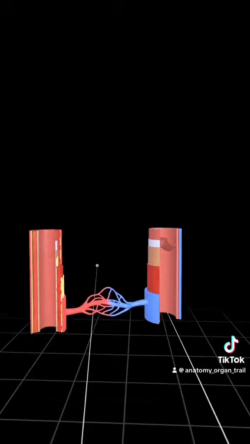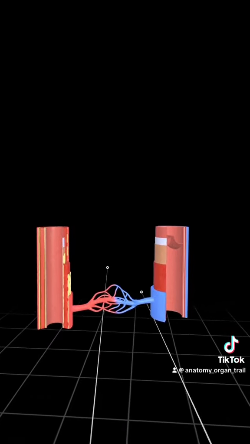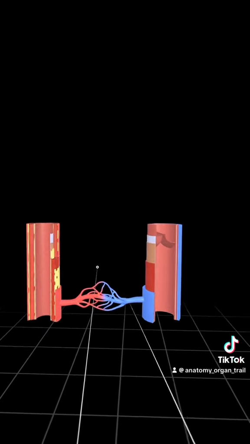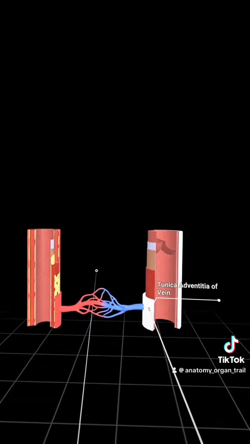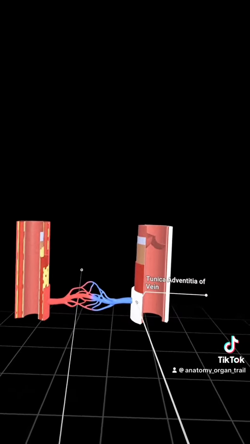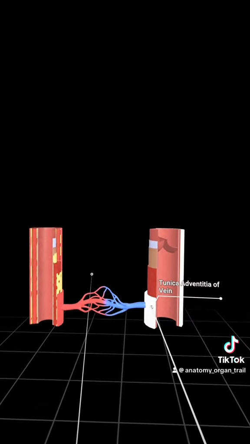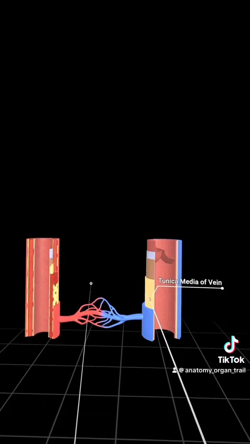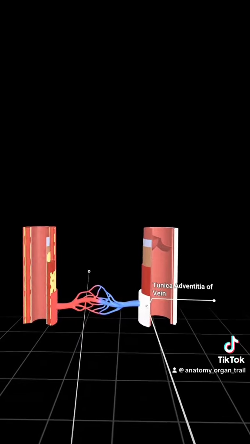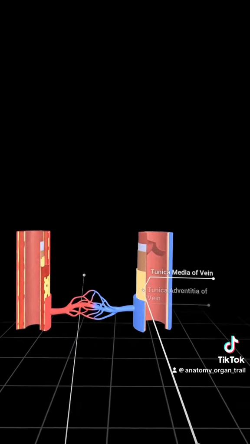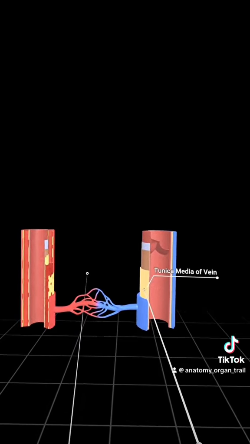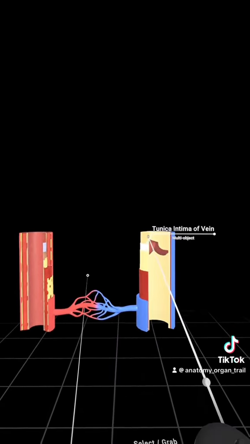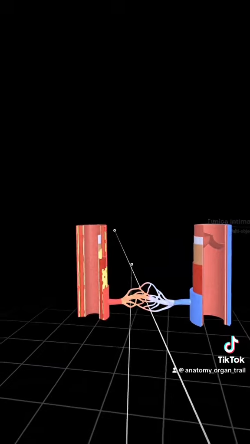vein. Now remember that arteries and veins all have three main layers that we talk about. There is the tunica externa, or what some people refer to as the tunica adventitia, the tunica media, and then the tunica interna. So we have the tunica adventitia, which is the connective tissue layer, the tunica media, which is sort of the muscular layer, and then the tunica intima, which is the epithelial layer.